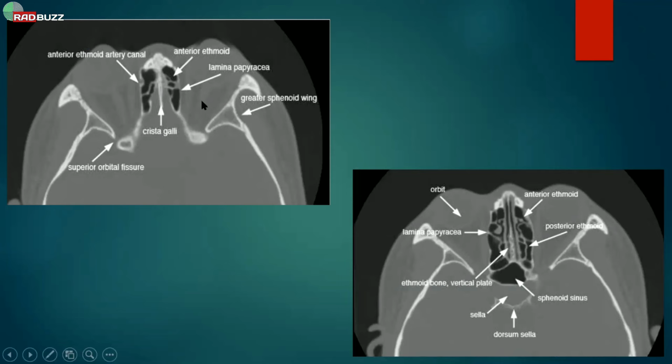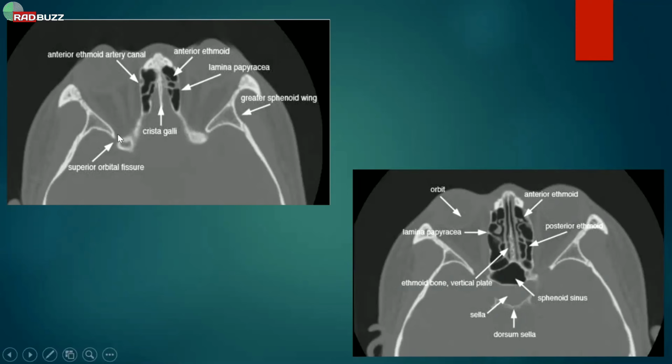Now what I wanted to show you is the lamina papyracea. This thin line which is making the lateral wall of the ethmoid sinuses is the lamina papyracea. If this wall is disrupted, you can see this is the orbit, a little bit of fat and the orbital muscle. Here this is the lamina papyracea. The pathology has already crossed the boundaries and gone into the orbit. We have this anterior ethmoid artery canal as well. At times you can see it, at times you can't. But once the lamina papyracea is gone, the story is over. It has infiltrated into the orbit.